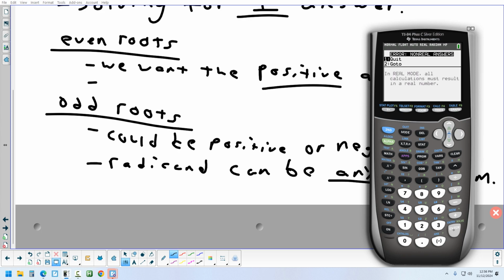When you try to take the square root of a negative number, the calculator doesn't say it can't do it. It just says the answer is not real. So what does that mean it would be? It would be i, an imaginary. So we're not dealing with imaginaries. So when we do even roots, square root, fourth root, sixth root, the radicand has to be 0 or higher. It can't be a negative.